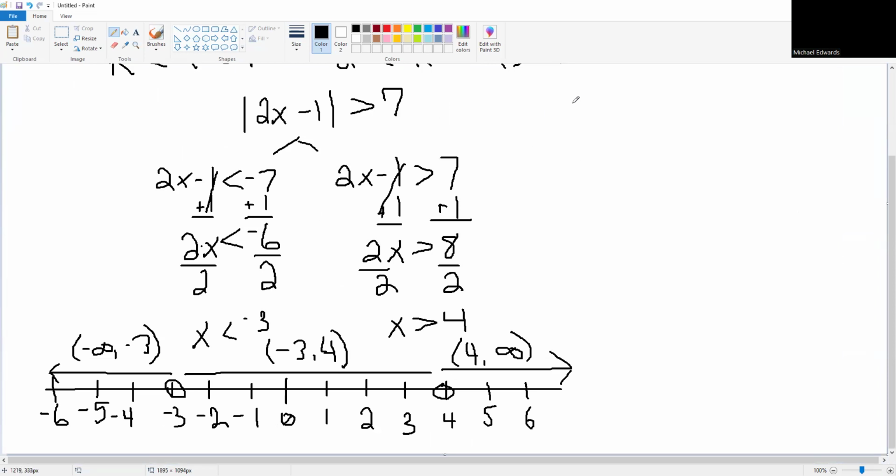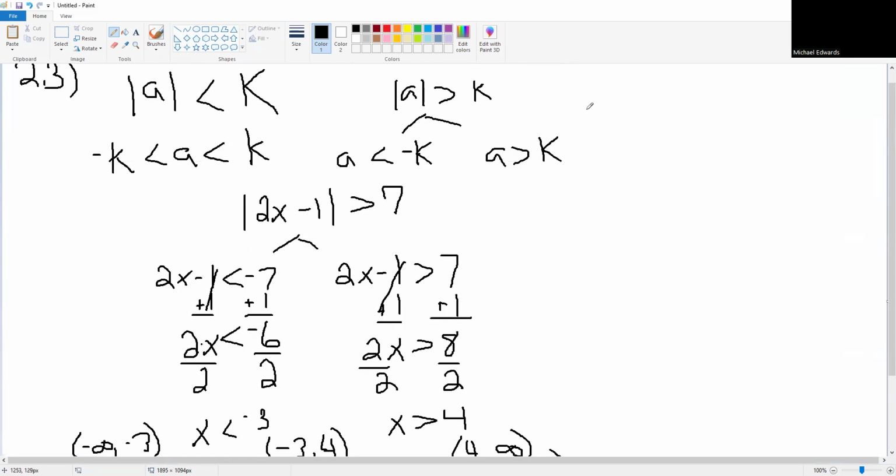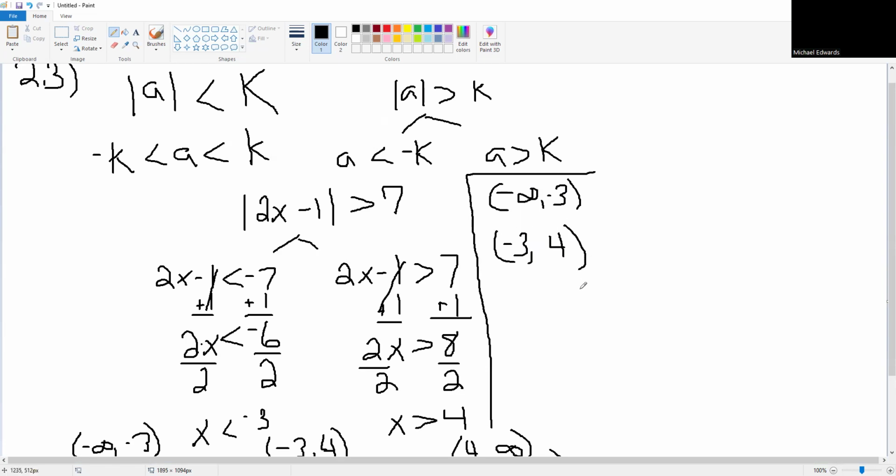All right, so now let's write down our notations right here. Let me block this off so we don't get confused. This is -infinity to -3. This one is -3 to 4. And this one is 4 to infinity. So we need to write our test graph here.